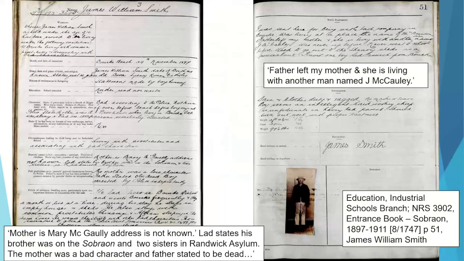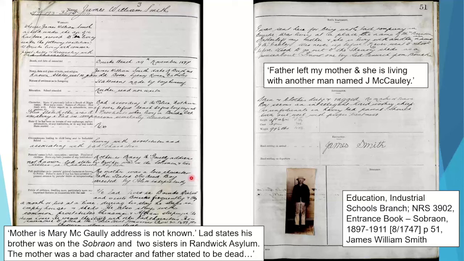Here we've got the industrial schools at the Sabran. We've got the Sabran entrance book, and on first glance we've got the beautiful picture of James William Smith down the bottom there. But we also have a lot of detail about how he ended up in the Sabran. We do have information about his mother here. So his mother is given as Mary McGawley, address not known. The lad states that his brother was on the Sabran and 2 sisters in Randwick Asylum. The mother was a bad character and the father is stated to be dead.